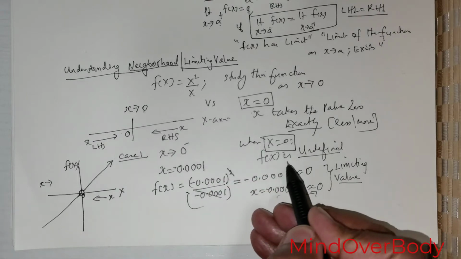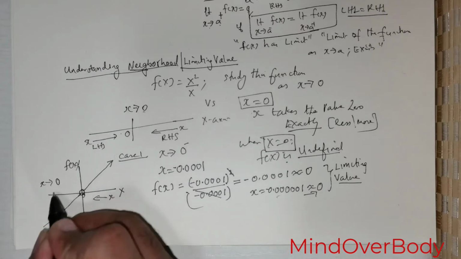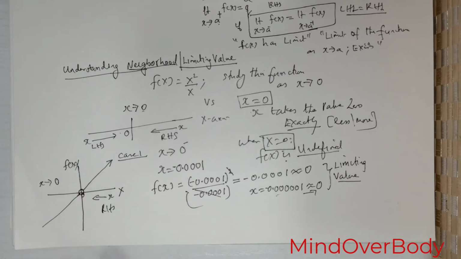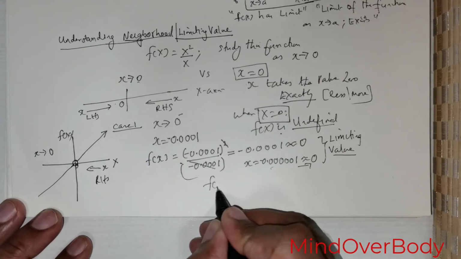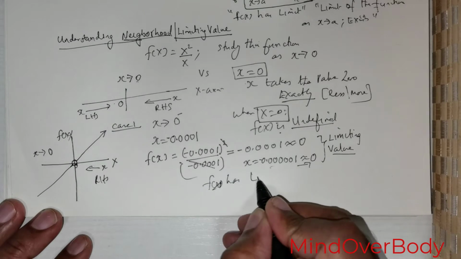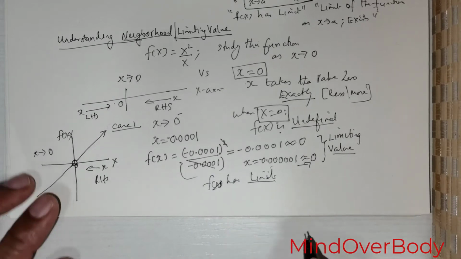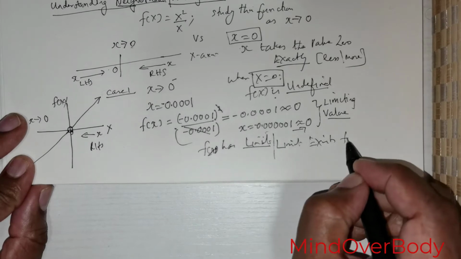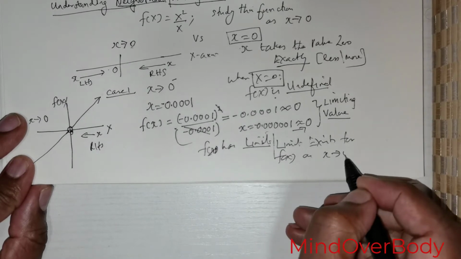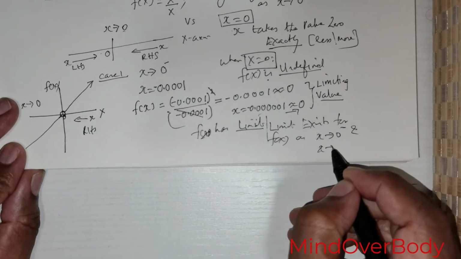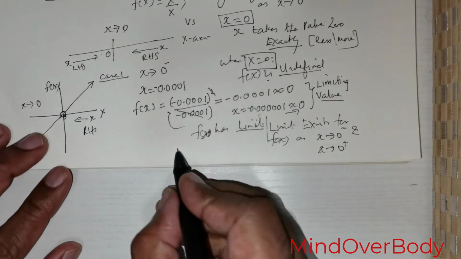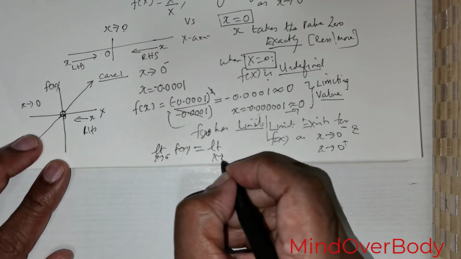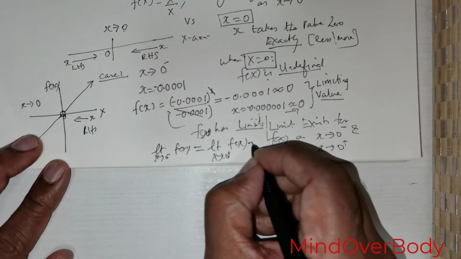At x equal to 0, the function is undefined, but when x is approaching 0 from the left hand side and from the right hand side, the function has a value, and we can clearly say f of x has a limit. I can also state it like this: limit exists for f of x as x approaches 0 from the left hand side and x approaches 0 from the right hand side. In either of these cases, limit x tending to 0 minus of f of x is equal to limit x tending to 0 plus of f of x, and that value is going to be 0.